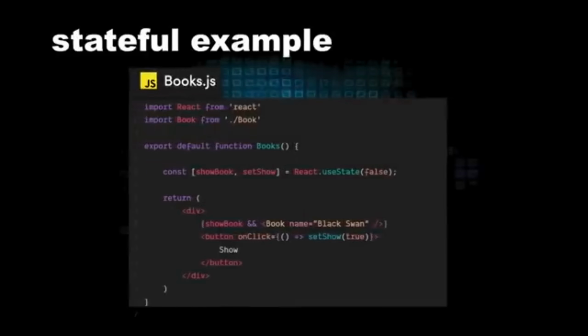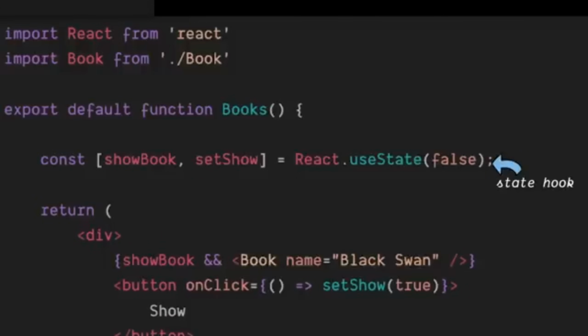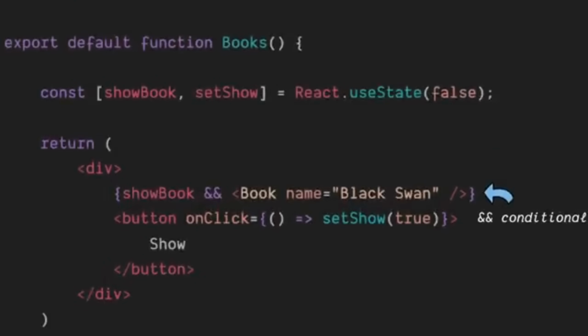Let's do another example with state and some other things we haven't seen before. First, we initialize a hook to false. Then we use that hook to determine whether we show a book or not with an AND conditional. We pass our setter function as a callback to onClick. So when we click that button, showBook will be set to true.